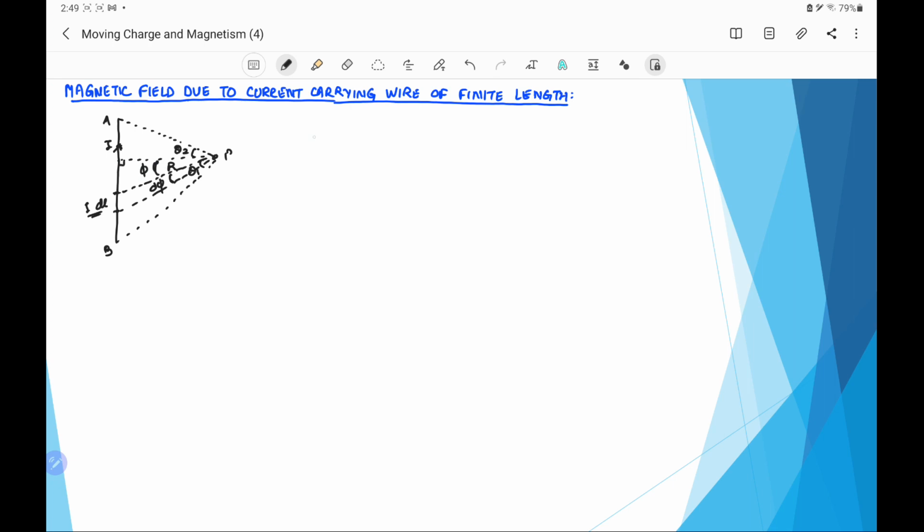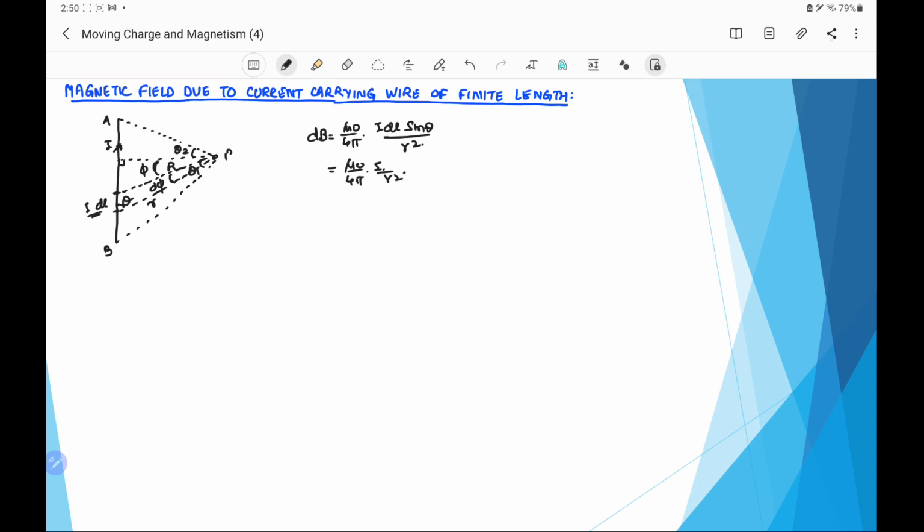So the magnetic field due to this current element will be dB. This is the elementary magnetic field. It is mu naught by 4 pi, current element is I dl, and the angle made by this element with the radius vector r is suppose theta, then we can write it is I dl sine theta by r square. Now we have to convert this theta in terms of phi, which varies from theta 1 to theta 2. So we can write mu naught by 4 pi I by r square, and this dl sine theta.